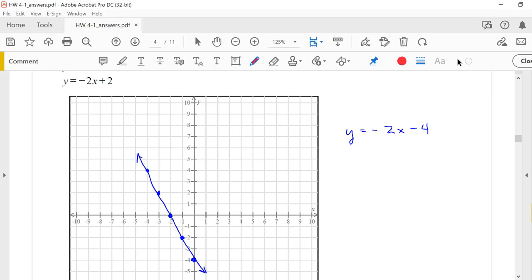Now for the red line, y equals negative 2x plus 2. My y-intercept is 2. My slope is negative 2. So up 2, left 1. Up 2, left 1. Here's my red line.